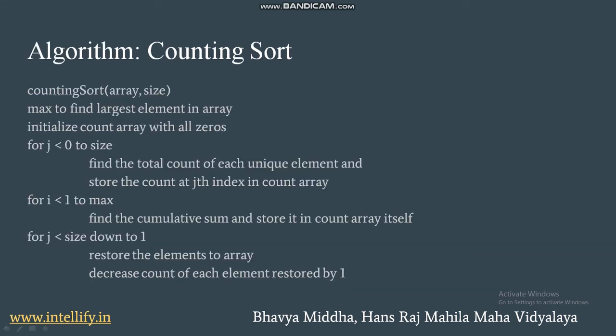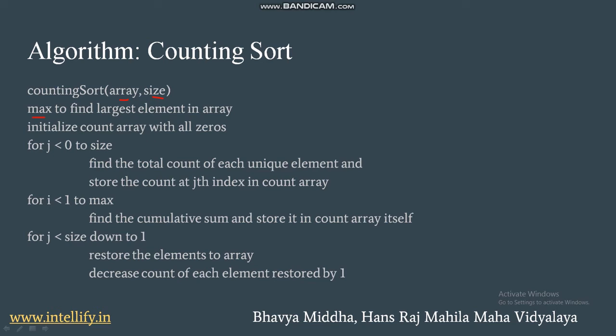What is the algorithm for counting sort? In the counting sort function, we pass the array and the size of the array. Then, as discussed already in the working, we have to find the largest element in the array and we store it in max. Then we initialize the count array with all the zeros.